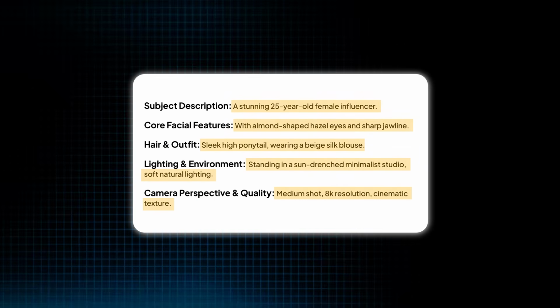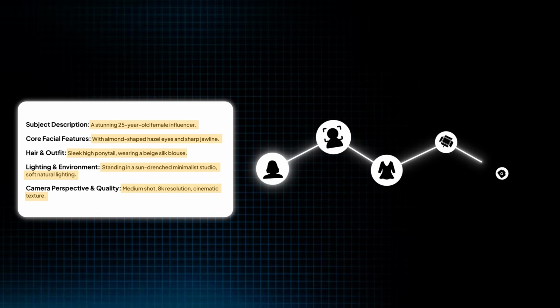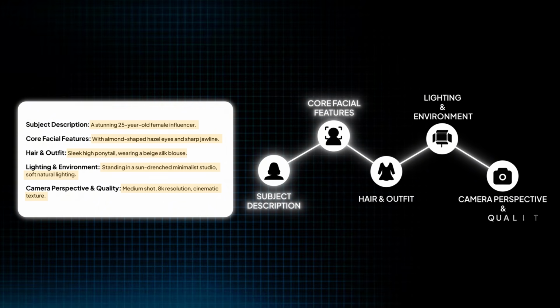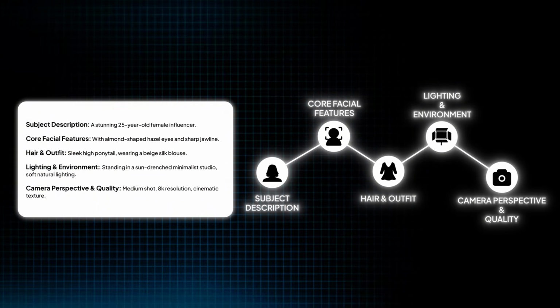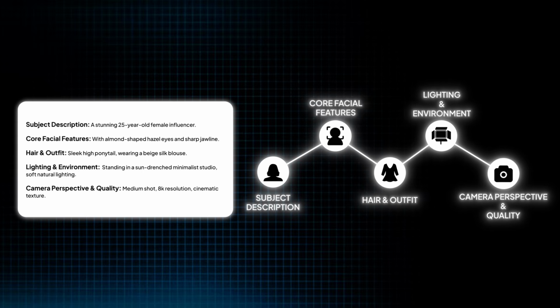But here is the ultimate algorithm secret. The internet does not need another perfect but boring face. I know most people freeze when they see a prompt box, so to get you that high-end look instantly, I have developed a universal persona formula. You can think of it as a template where you just swap the details. You start with a subject description, add core facial features, define the hair and outfit, set the lighting and environment, and finish with the camera perspective and quality.